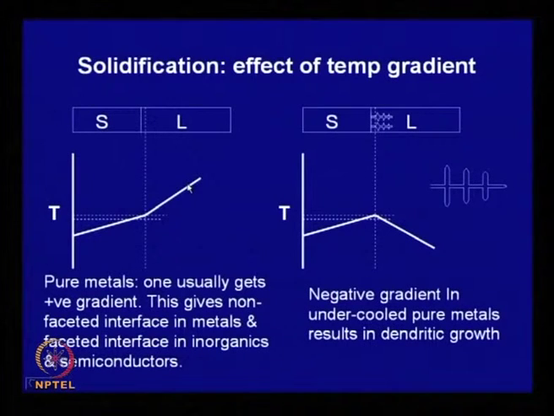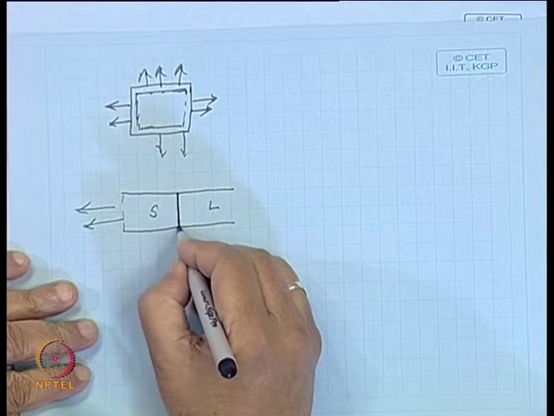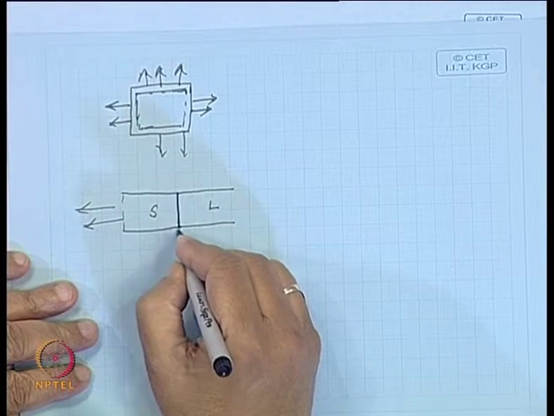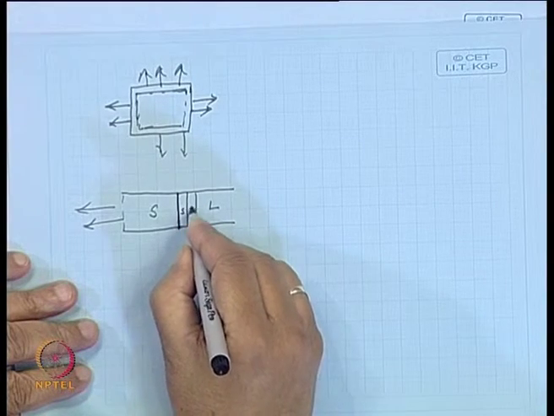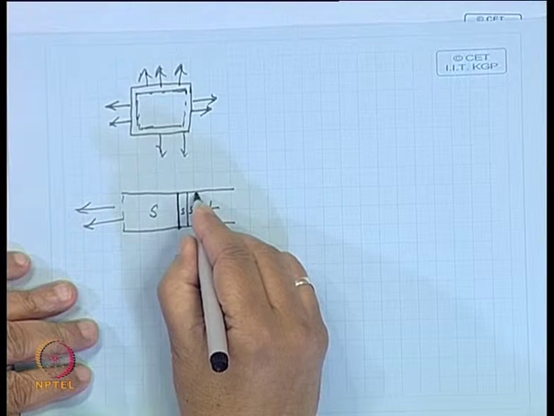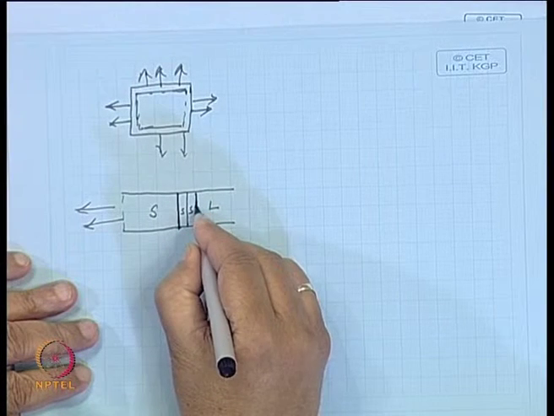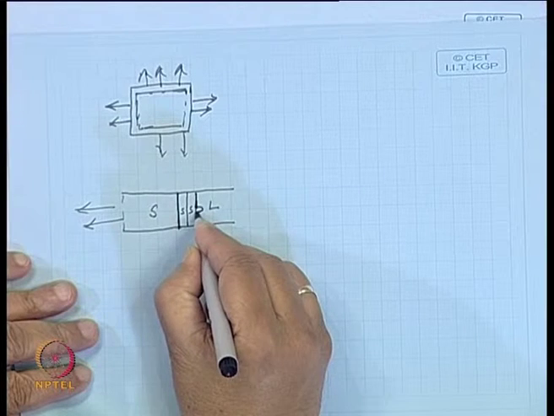So that is why here the temperature is lower, and the liquid is at a higher temperature, and you have a positive gradient here like this. In this case, if it is a pure metal with a positive gradient, this will give a non-faceted or planar interface. That interface, this plane, will try and move like this. Initially it is here, as the temperature goes, it comes here, it comes here, this becomes solid.